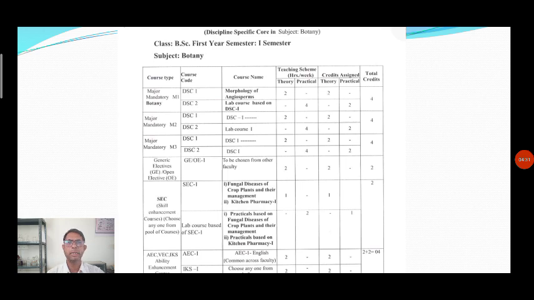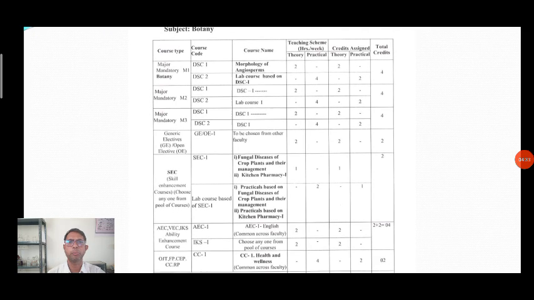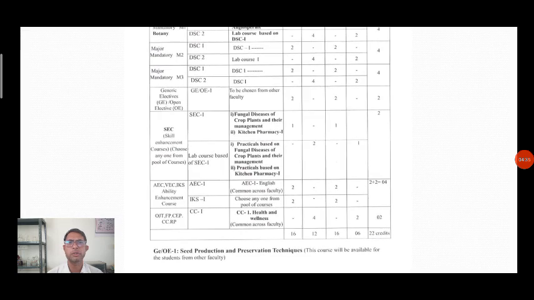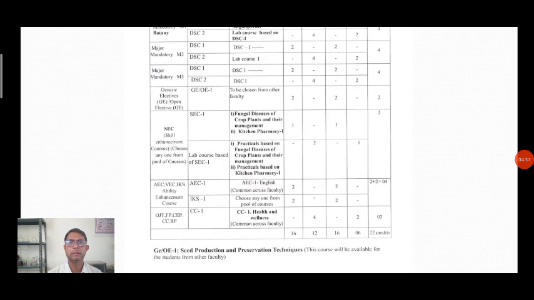Now along with that, there is another paper included in the first semester syllabus, that is the AEC, or ability enhancement course. This ability enhancement course includes English and one from the pool of courses. So any other language that the student has to select, just like English, another subject also has to be selected by the student.